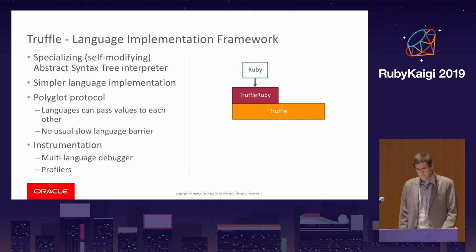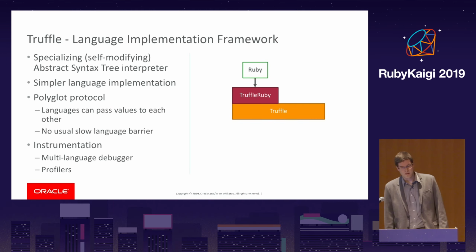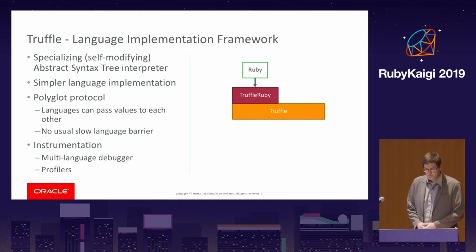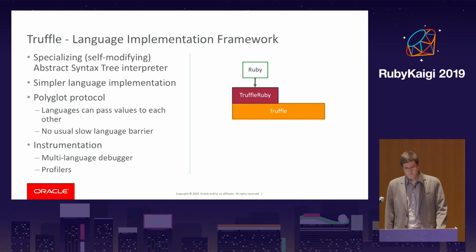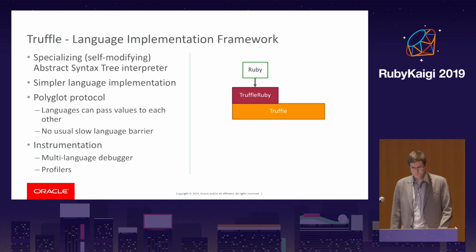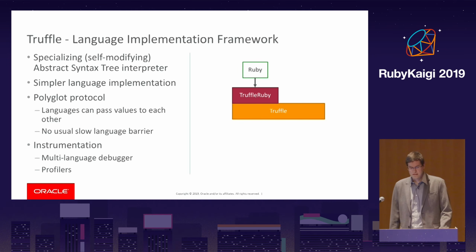So we got the name from Truffle, which is a language implementation framework. And it's basically a specializing, which means self-modifying, abstract syntax tree interpreter. Which means that implementing languages with an abstract syntax tree interpreter is actually quite simple. It's the simplest approach. So you can implement a language quite quickly with this.